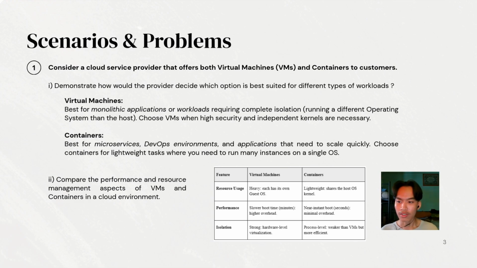In terms of performance, a virtual machine is much slower in boot time compared to containers, which boot nearly instantly and are faster than virtual machines. The last one is isolation. A virtual machine is much stronger when we talk about isolation because it is hardware-level virtualization. A container is process-level, weaker than VMs but more efficient.